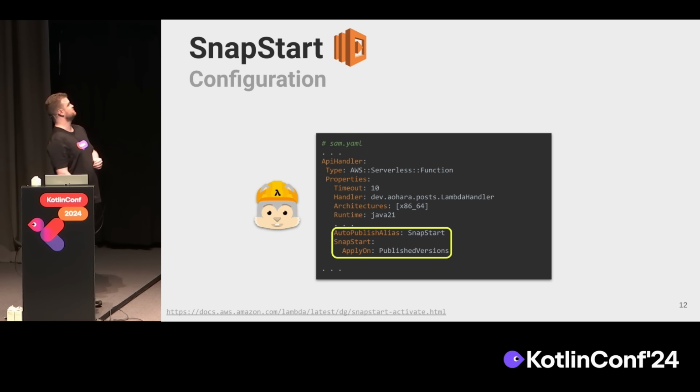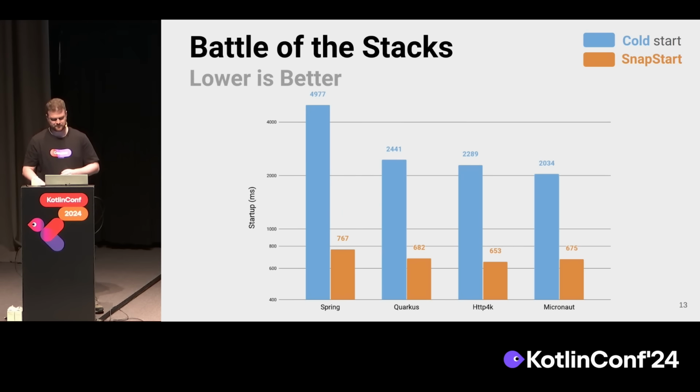Now, it's fairly simple to enable this. I'm using AWS SAM here. And all you really need to do is start publishing versions of your application and then configure SnapStart to use them. And we get these results.